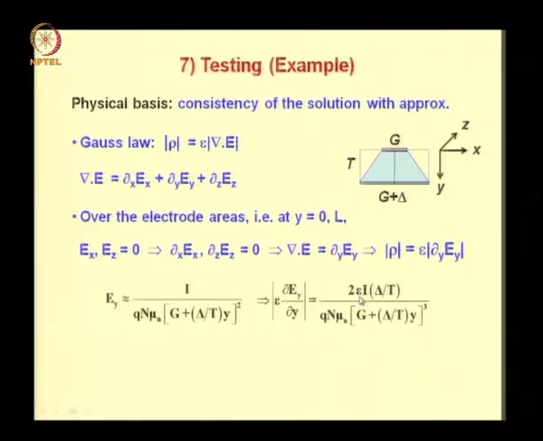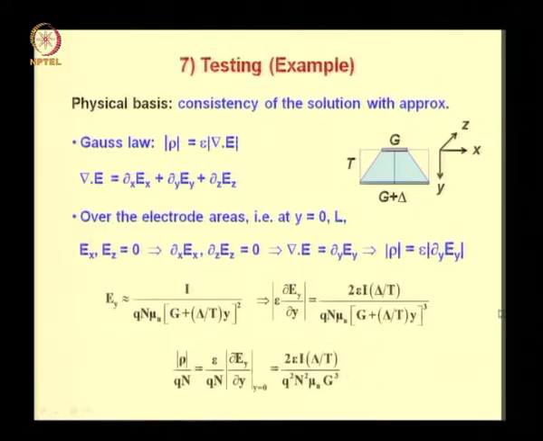It is 2 times epsilon into I into delta by t divided by q times n into mu n into g plus delta by t into y whole power 3. So I leave it to you as an assignment to perform this differentiation. Now if you take the ratio modulus of rho by q times doping concentration, that will turn out to be, at y equal to 0, this expression.